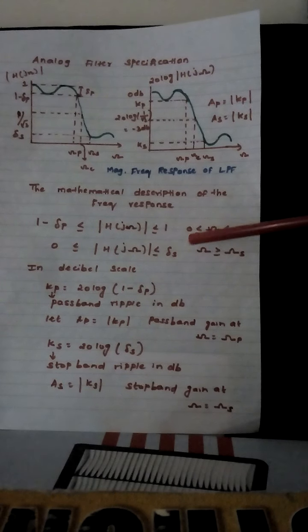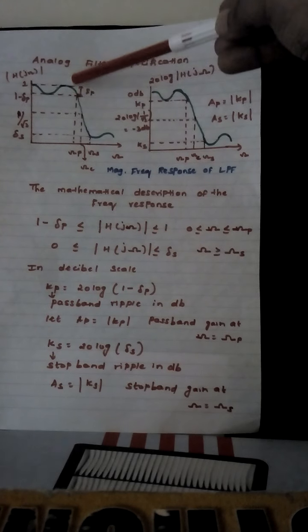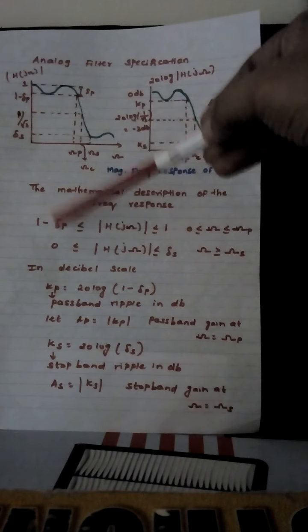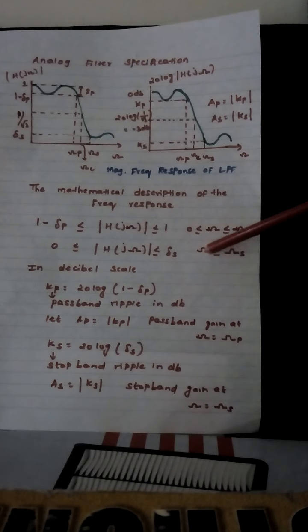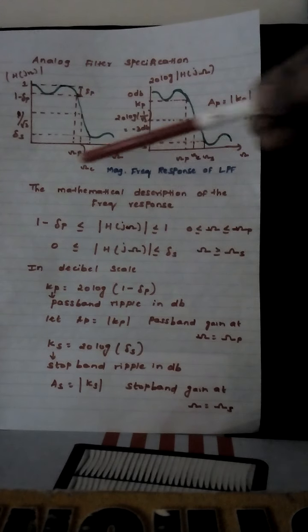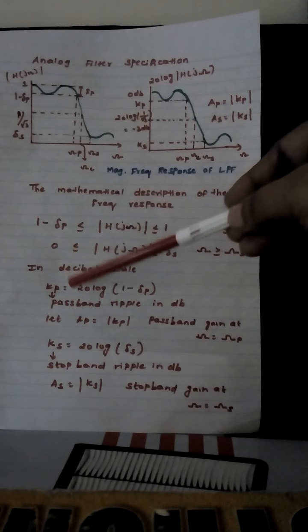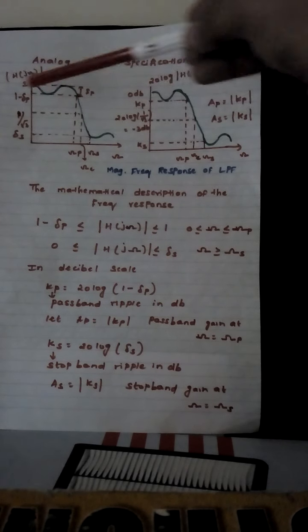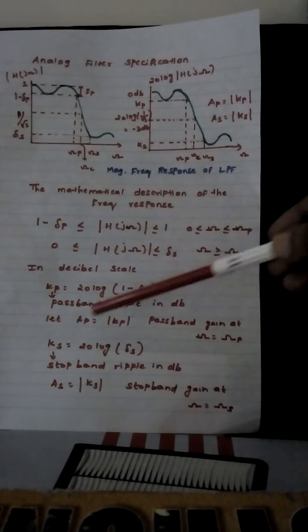we take omega from 0 to omega P. If we consider only 0 to omega P, we achieve 1 minus delta P to 1. Again, if we consider omega greater than omega S, we only get delta S. This is the mathematical description of the frequency response. If we convert into a decibel scale, Kp is 20 log of 1 minus delta P, and that value Kp is nothing but AP.